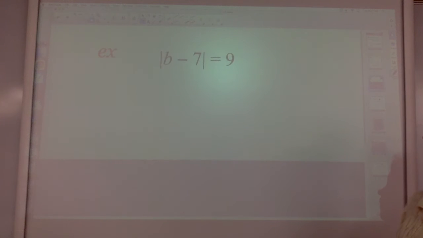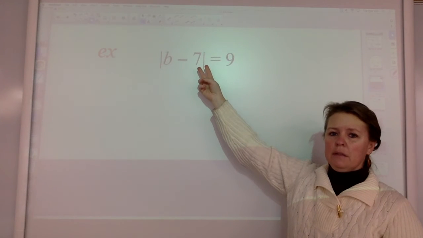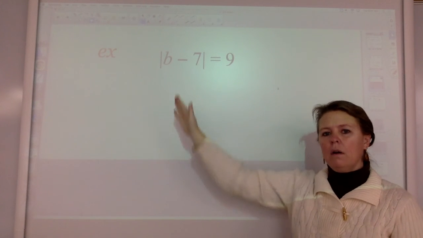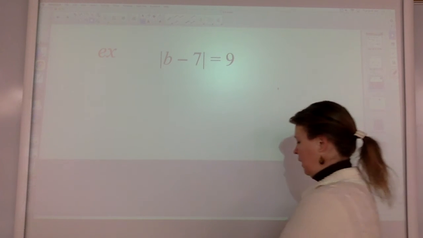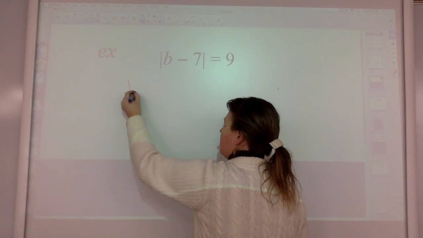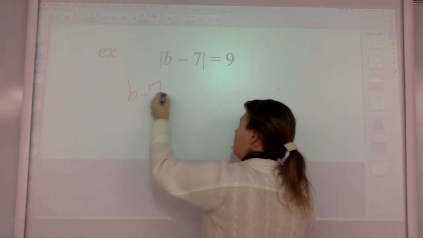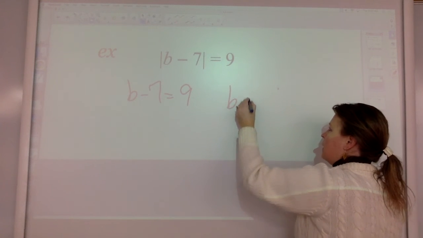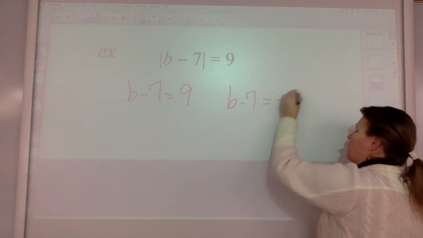All right, let's set up another one. We're finding the distance, absolute value of b minus 7 equals 9. So we know the distance from 7, we're either going 9 to the right of 7 or 9 to the left of 7. And rather than do these in our head, we're going to set them up. That b minus 7 could equal 9, or b minus 7 could also equal -9.